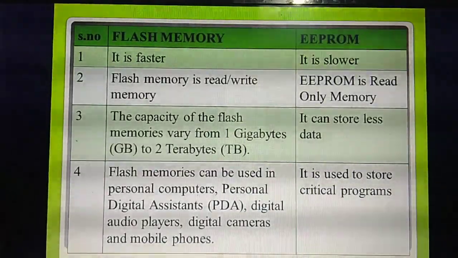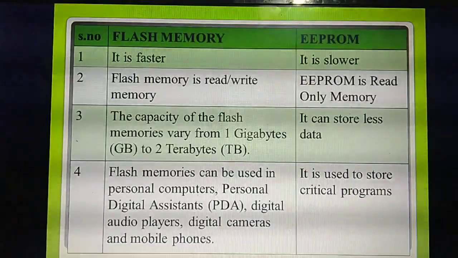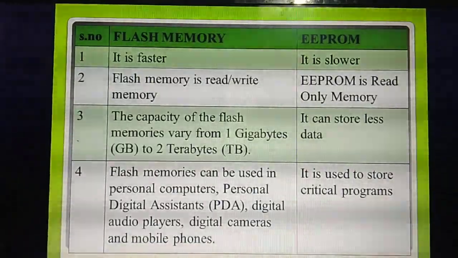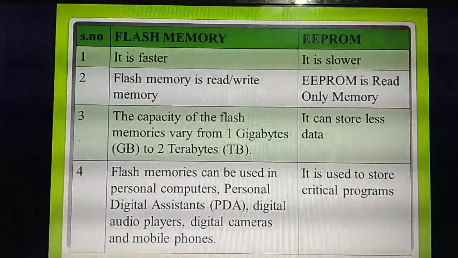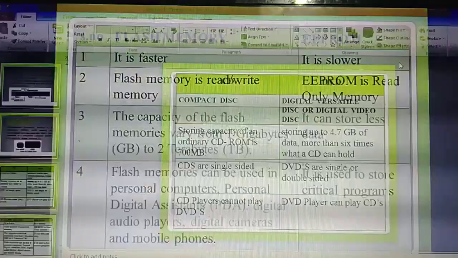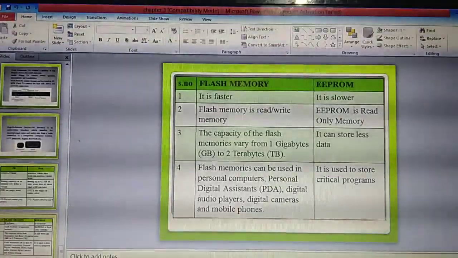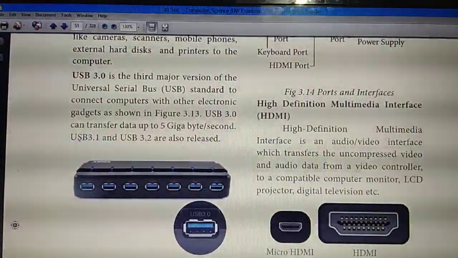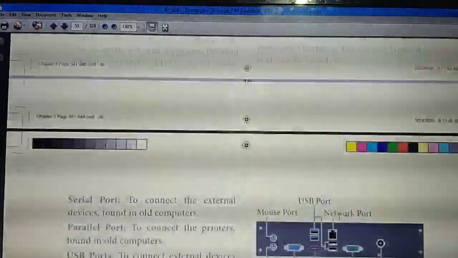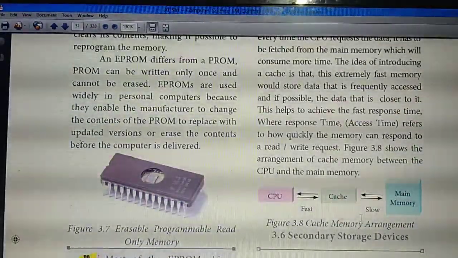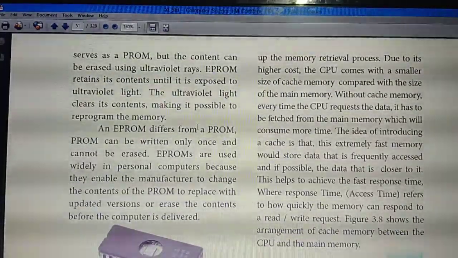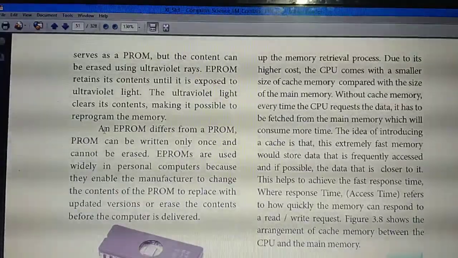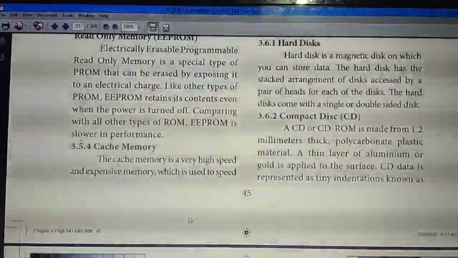So in this fourth question we didn't mark. So mark the fourth question. Have you all written? So fourth question, differentiate PROM and EPROM. Take page number 45. PROM and EPROM. Take page number 45. Fourth question, differentiate PROM and EPROM. If it is possible means make a tabular column and write it.